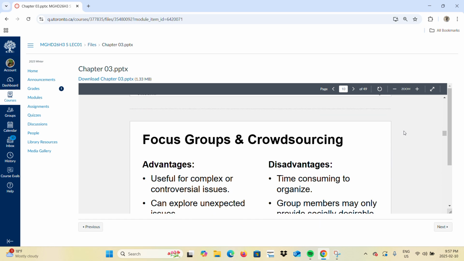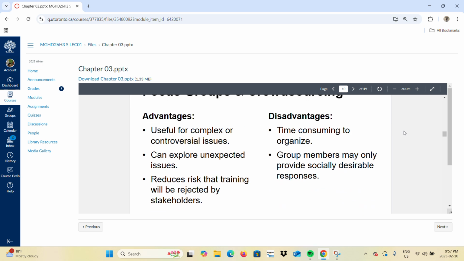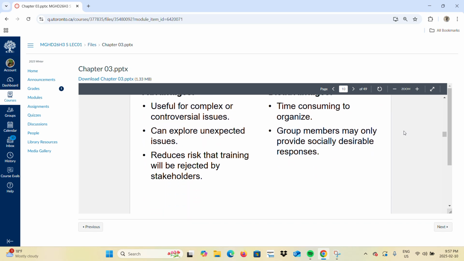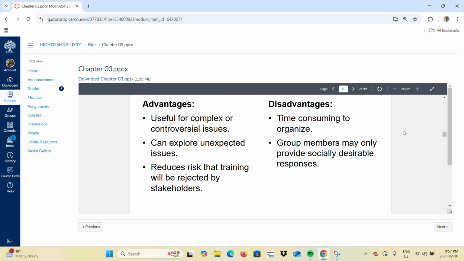Look at the focus groups and crowdsourcing. The advantages are that it is useful for complex or controversial issues, can explore unexpected issues while reducing risk from training that is originally rejected by stakeholders. Again, the disadvantage would be that it's time consuming to organize and the group may only provide socially desirable responses. For example, say you're taking an assessment where it's from 1 to 7, they might always pick from like 5 to 7. No one wants to put the 0 to 1. They're not real haters like myself.